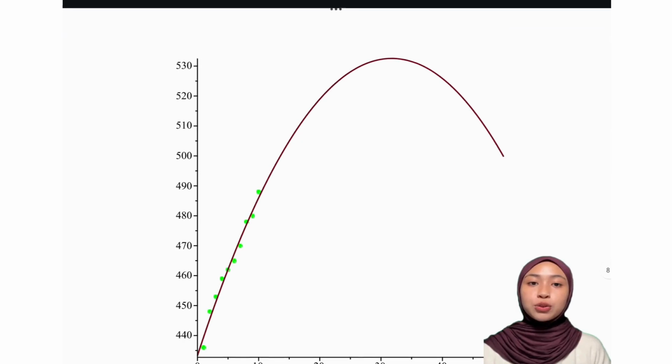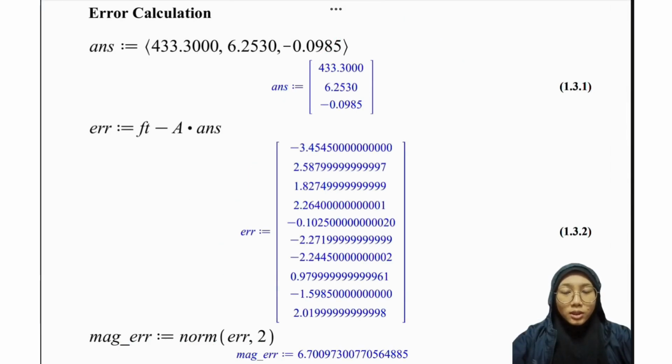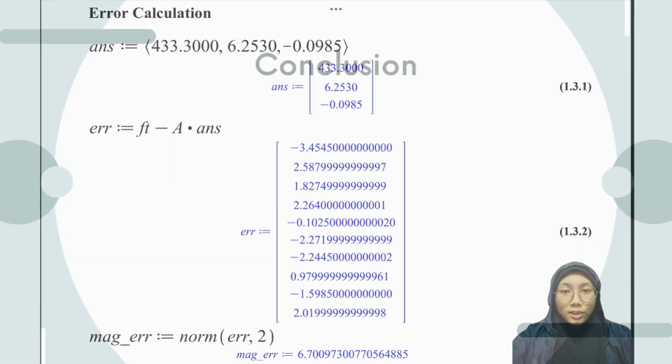And then, we visualize the curve fit by using a plot command to get a quadratic curve, which is a parabolic curve that passes through the center of our scatter points. The graph shows the best fitting quadratic curve. Lastly, to find the error, we just use the error formula, which is b minus Ax. And to find the magnitude of error, we just use the Norm command with 2 to find the answer.